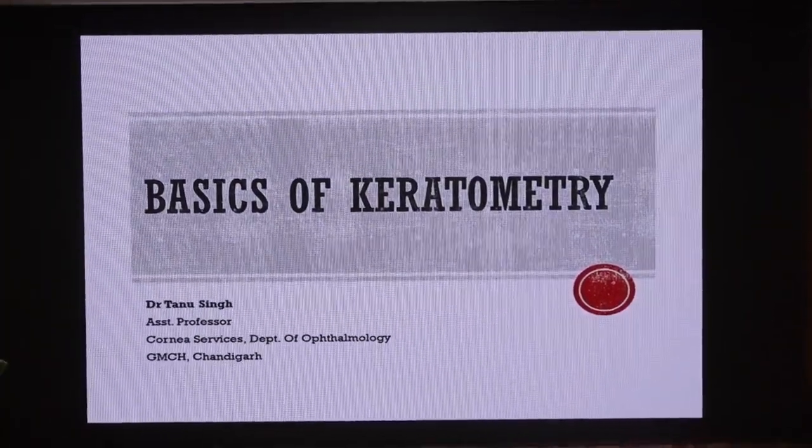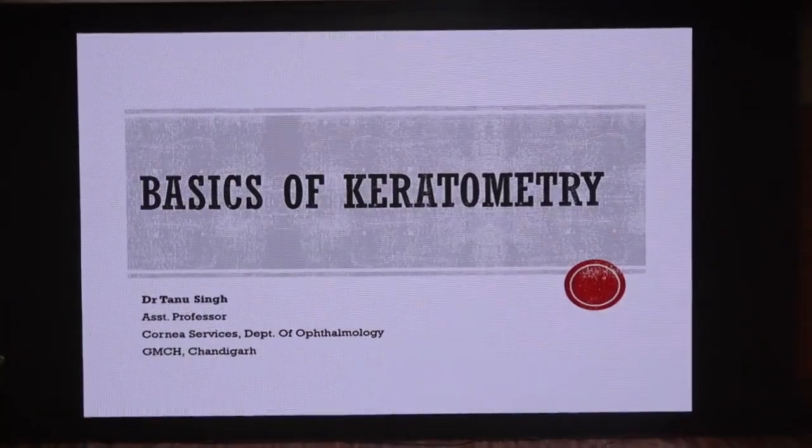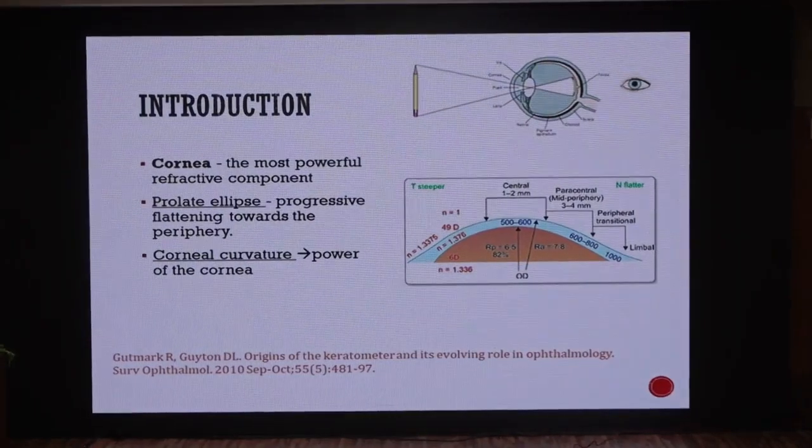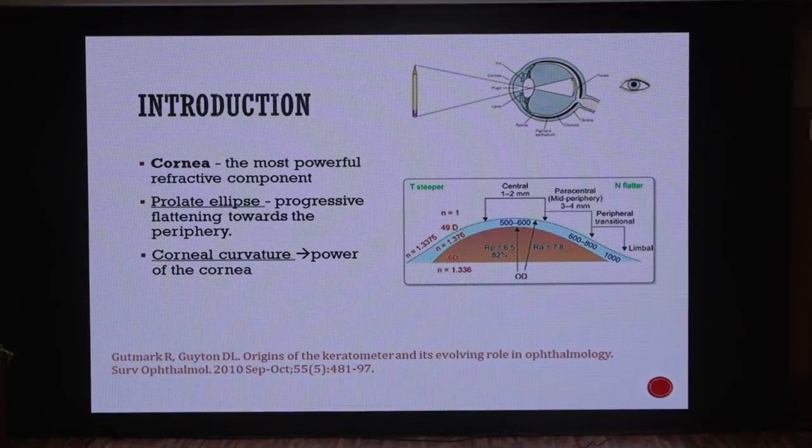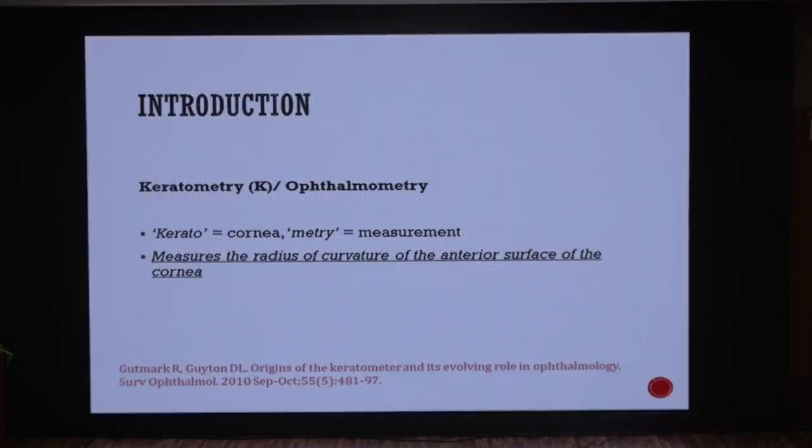Very good morning, everyone. So let's move on to the basics of keratometry. As you know, the cornea is the most powerful refractive component of the eye, contributing around 3/4 of the total power of the eye. The shape of the cornea is a prolate ellipsoid, so it is steeper in the center and gets flatter in the periphery. It is because of this curvature that the cornea gets its refractive power. So measurement of the radius of curvature of the anterior surface of the cornea is known as keratometry or ophthalmometry.